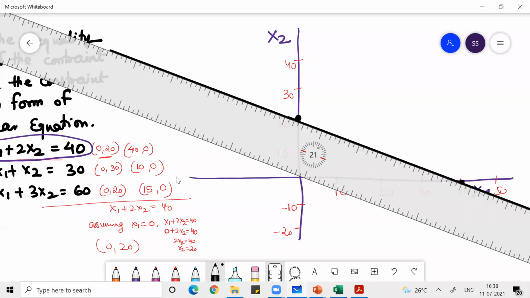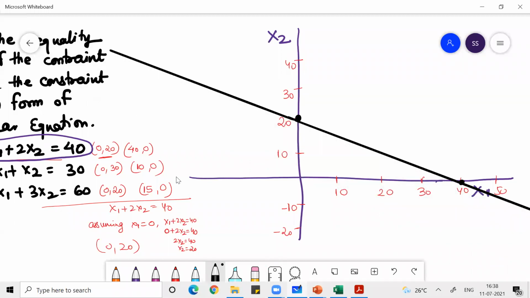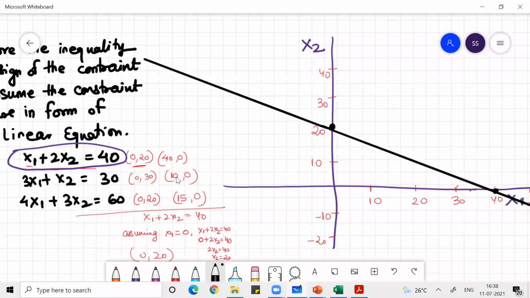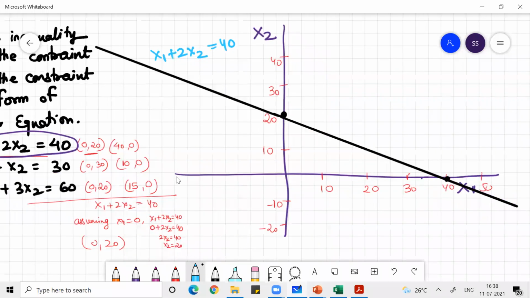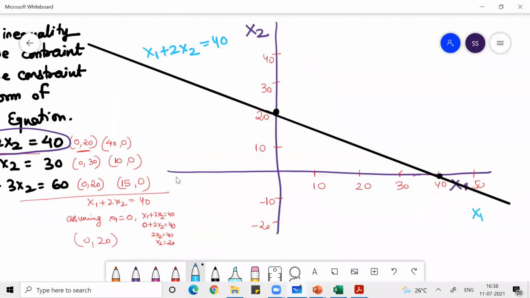Okay, so in the exam, when you do neat work, this is the line x1 plus 2x2 equal to 40. Correct, guys? Everyone understood this? Yes, sir. X1 plus 2x2 equal to 40.